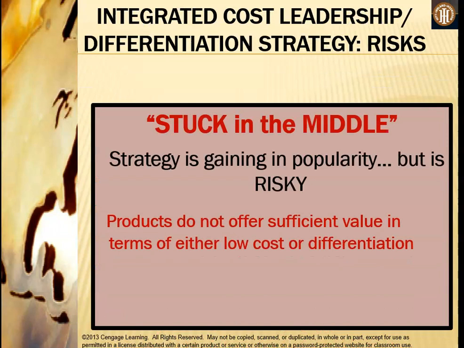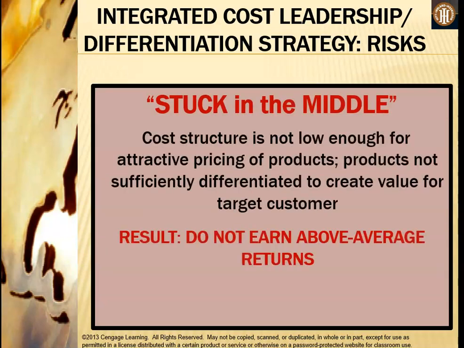The risk associated with the integrated cost leadership and differentiation strategies is that firms may get stuck in the middle. The strategy, although it is gaining in popularity, is very risky. Products do not offer significant value in terms of either low cost or differentiation. Stuck in the middle can also mean that they may be putting too much emphasis on cost or too much emphasis on differentiation, and the strategy may not effectively work for the company.